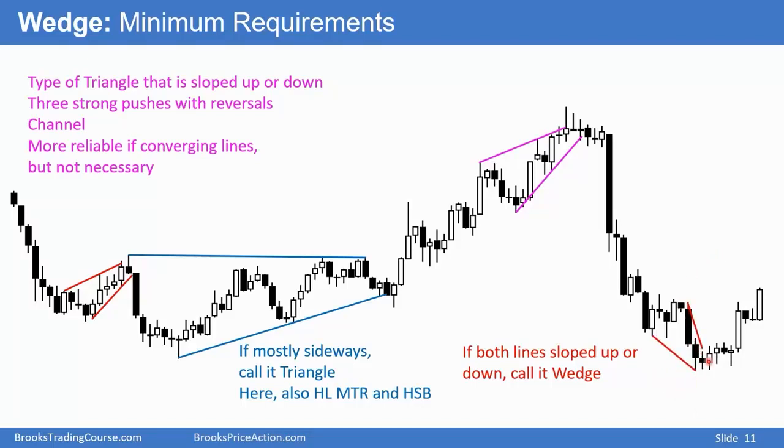Here we have a wedge bottom. It does not look like a wedge, but it is. We have three pushes down, one, pullback, two, pullback, three. A small double bottom created the first two pushes, and then the third push here.